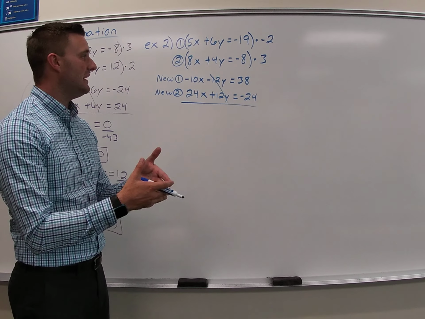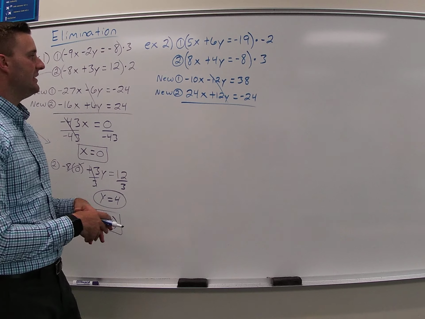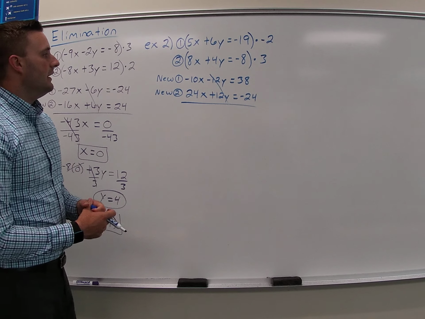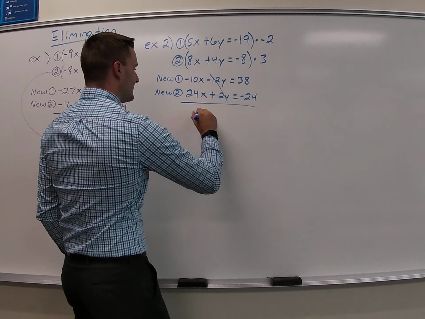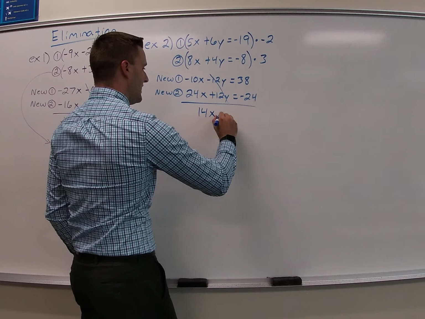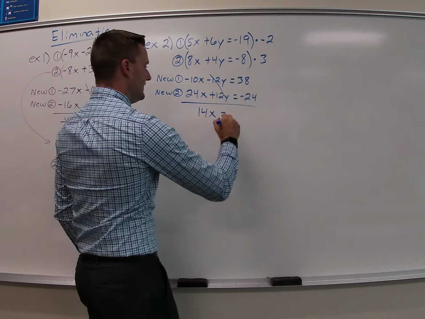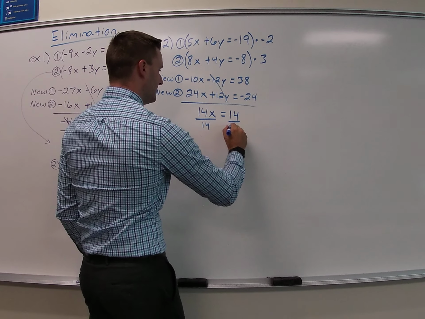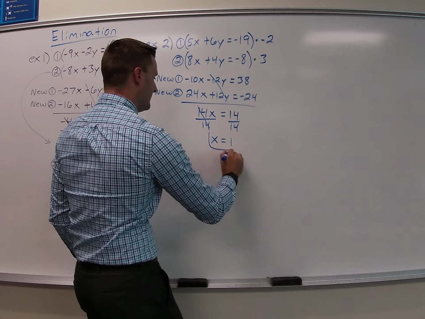That was our goal. Our goal was to eliminate one variable. So we got rid of y. If it would have been easier to get rid of the x's, you would have just gotten rid of the x's. Now let's see what we have. A -10x plus this 24x is going to give me a 14x, and that's positive, equals 38 minus this 24 is going to give me a 14. So just so happens that after I divide by 14, I get that x equals 1.